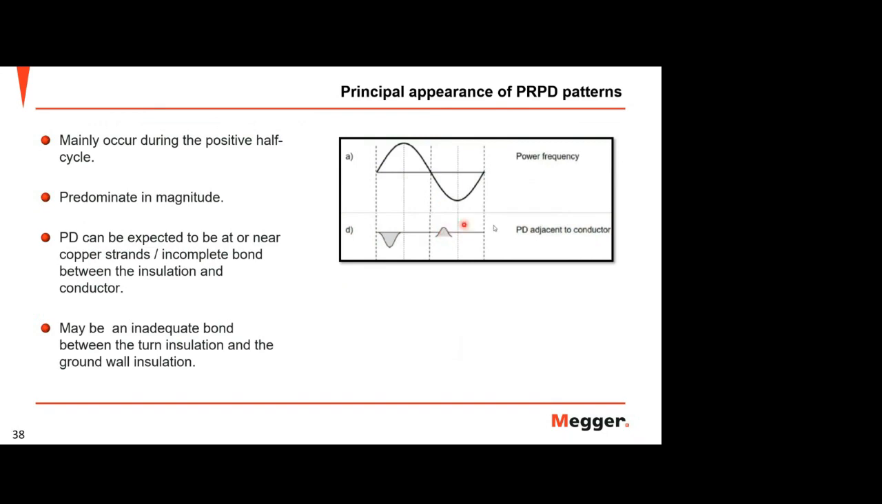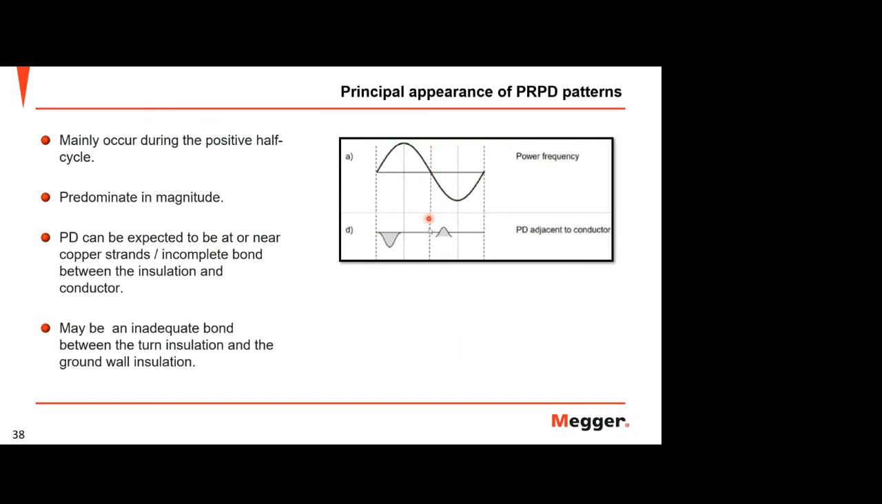Okay, or for this case, the PD adjacent to the conductor. So the source of the PD can be expected to be at or near the copper strand and may indicate an incomplete bond between the insulation and the copper conductor. In the case of multi-coil, there may be an inadequate bond between the turns.